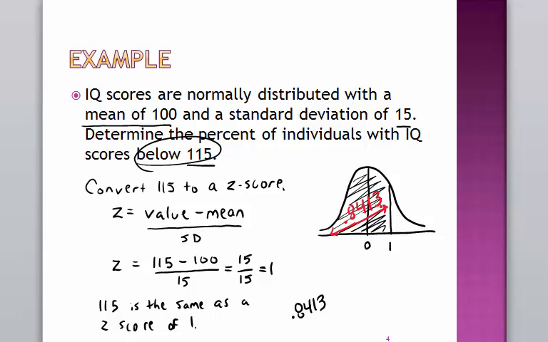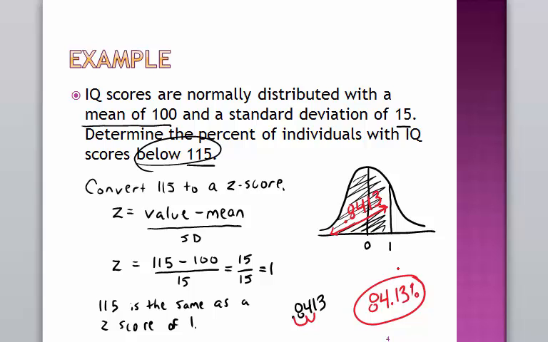Now, the question does ask me to write my answer as a percent, and so remember to convert a decimal to a percent. You're simply going to move that decimal place 2 places to the right, and so our final answer will be 84.13% of the individuals have IQs below 115.